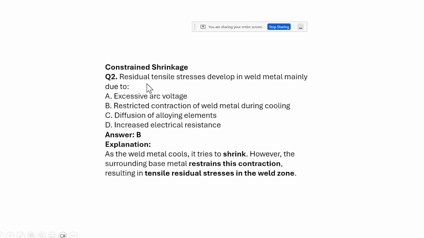Next, residual tensile stresses develop in the weld metal mainly due to: excessive arc voltage, restricted contraction of the weld metal during the cooling, diffusion of the alloying elements, or increase in the electrical resistance. So it is mainly due to thermal expansion and contraction, the change in volumetric expansion, that results in the residual stresses. As the weld metal cools, it tries to shrink. However, the surrounding base metal restricts its contraction, resulting in tensile residual stresses in the weld zone.